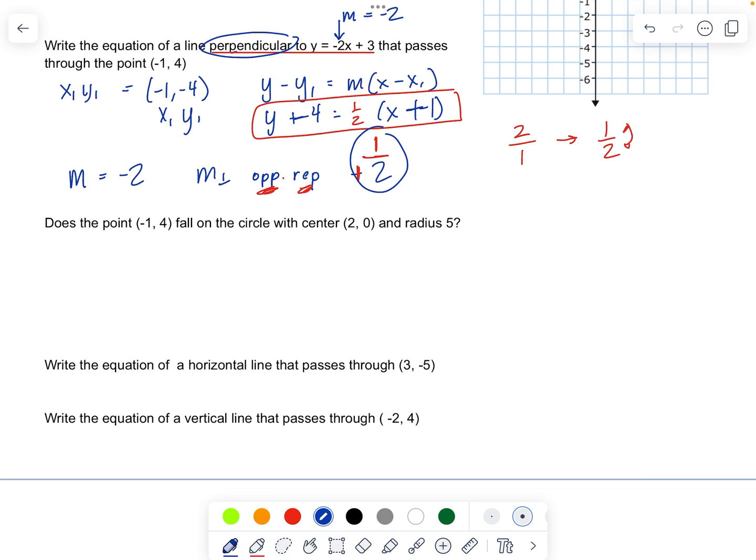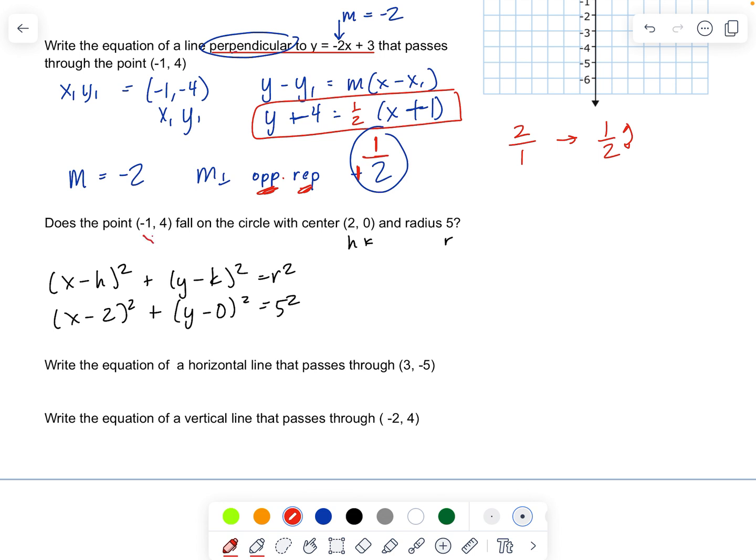Here's another coordinate plane question. Does the point (-1, 4) fall on the circle with center (2, 0) and radius 5? I'm going to start by writing an equation for the circle. (x - h)² + (y - k)² = r². I'm going to plug in 2 for h. I'm going to plug in 0 for k, or you could just leave it because 0 doesn't change anything there, equals 5 squared.